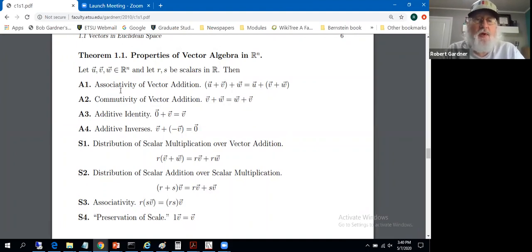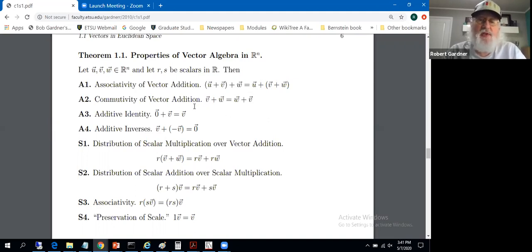And the properties are that we've got associativity of vector addition, that is the sum of vectors u and v plus w is the same as the sum of u plus the sum of v and w. We can do the addition with the u's and the v's first, or we can do the addition with the v's and w first. Usual associativity property, but for vector addition versus number addition, say.